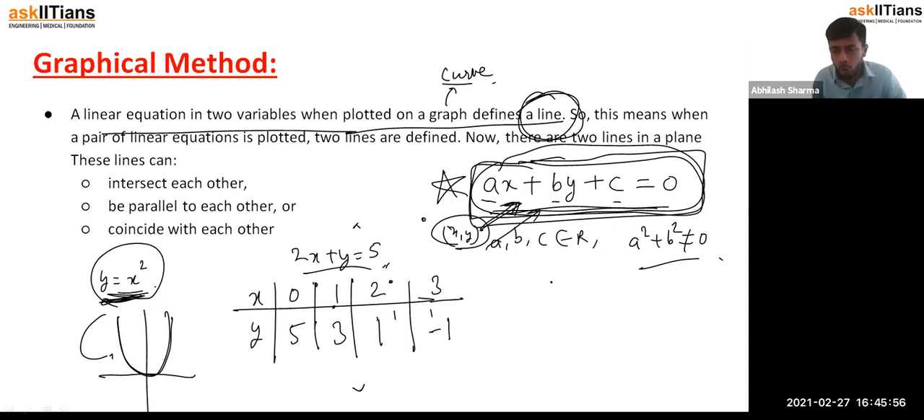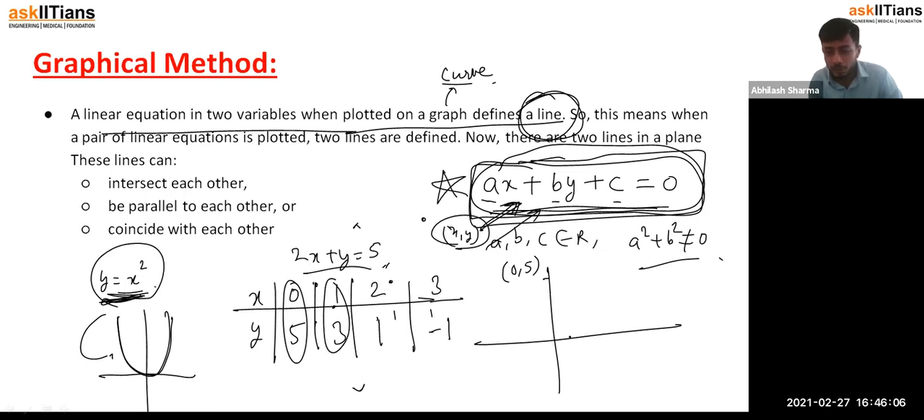So if you try to plot all of these points, look how it will look like. 0 comma 5 will be here somewhere, right? Then 1 comma 3 will be here. Then 2 comma 1 will be here. Then 3 comma minus 1, and let me mark these. Although I don't think I've drawn a good enough graph, but anyway, you get the point, right? So 3 comma minus 1.